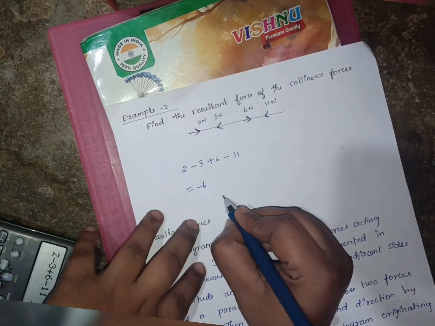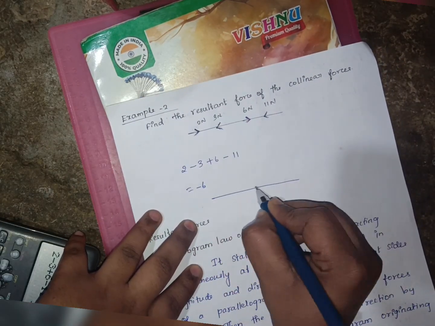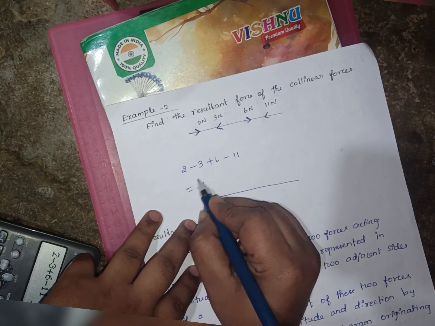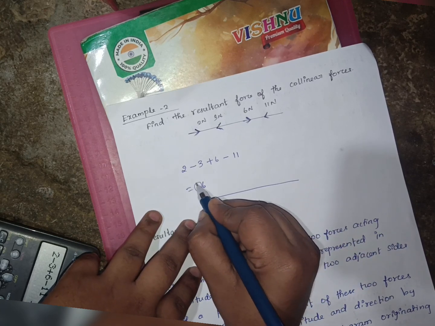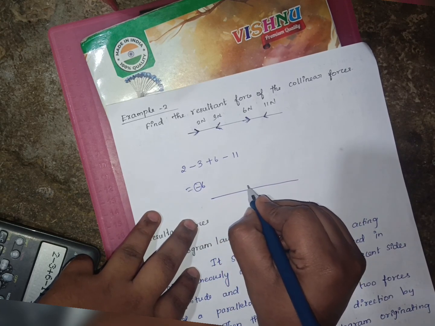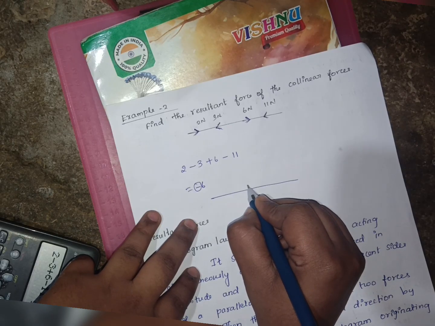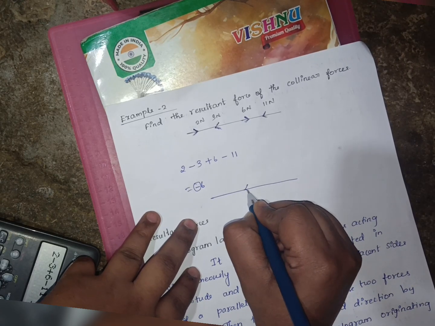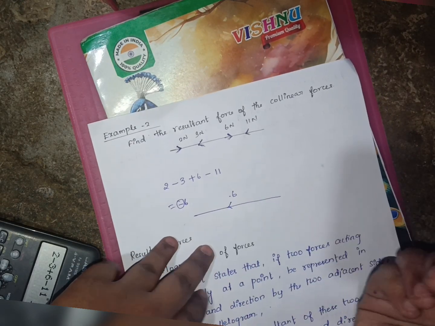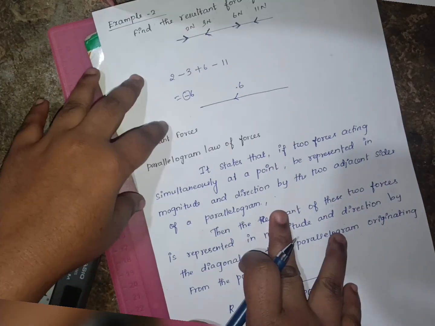We draw it the same way. Here we get the answer with the symbol minus, so we put horizontal force acting from right to left in the negative direction. So minus 6. Then resultant force.